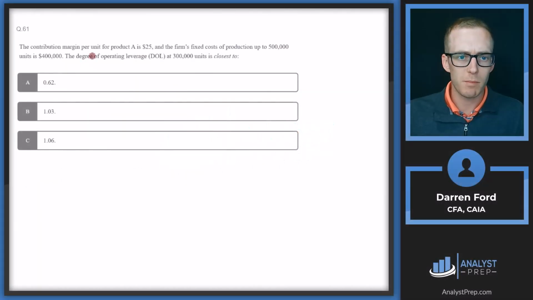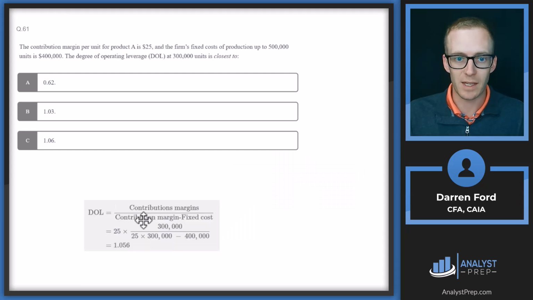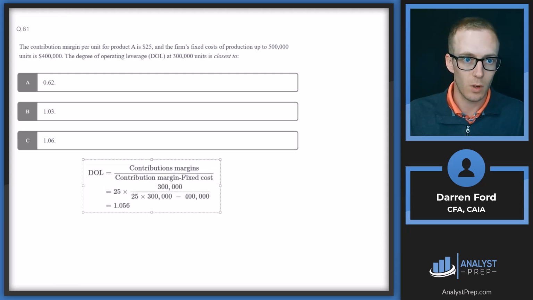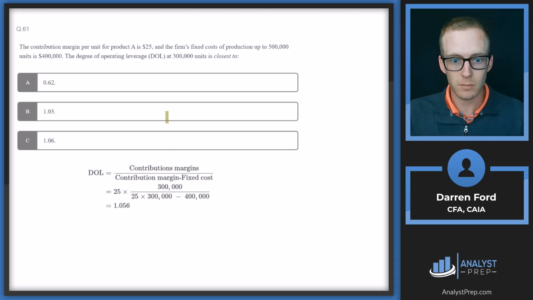The contribution margin per unit for product A is $25, and the firm's fixed cost of production up to 500,000 units is $400,000. The degree of operating leverage at 300,000 units is closest to. Let's bring in our degree of operating leverage formula. We're given all the variables we need here to solve this.